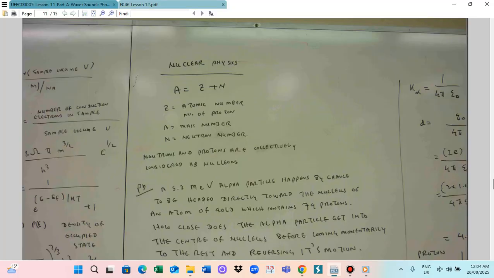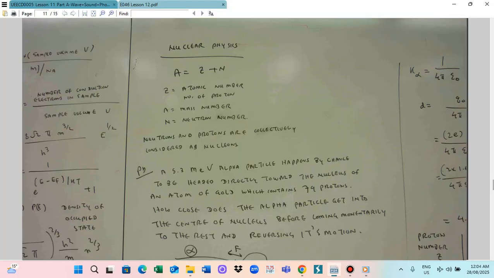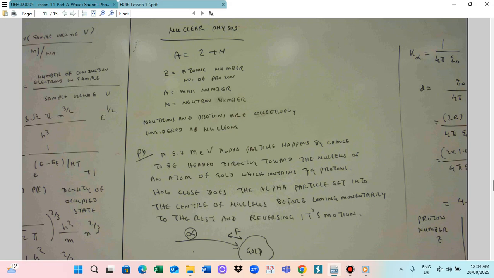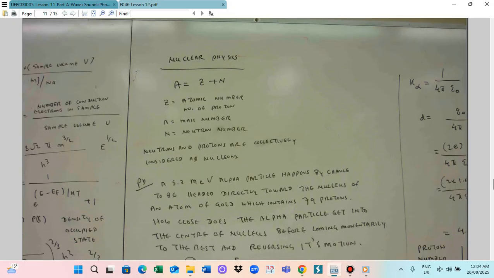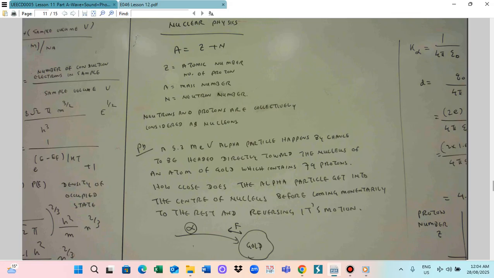Atoms each contain a nucleus. The nucleus is a combination of the positively charged proton and the no-charge neutron. They are surrounded by the electrons. So this is the nucleus in physics.